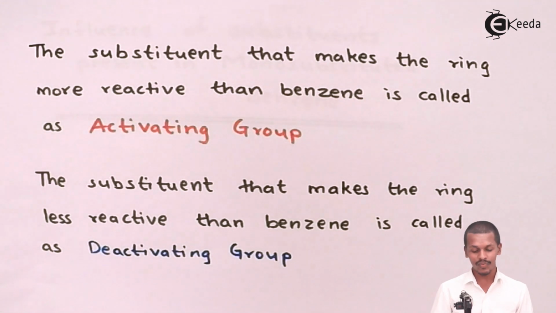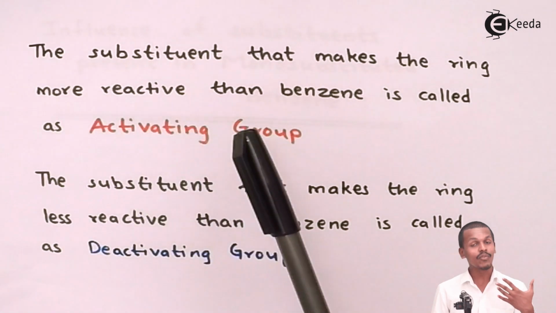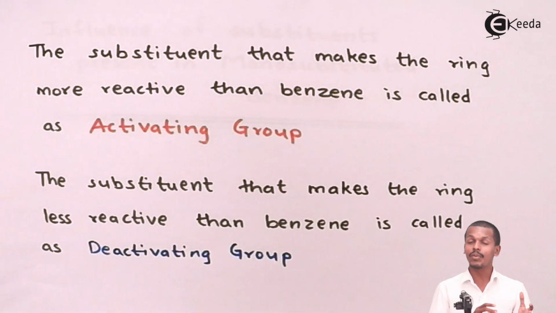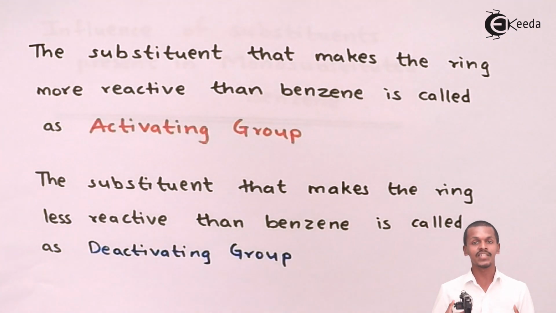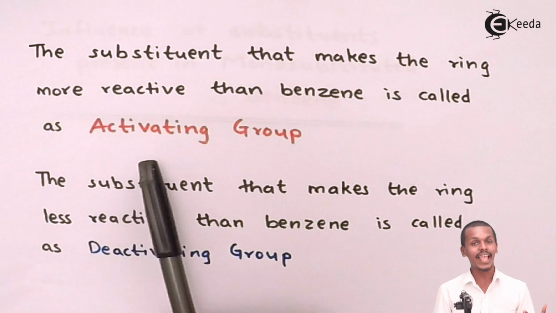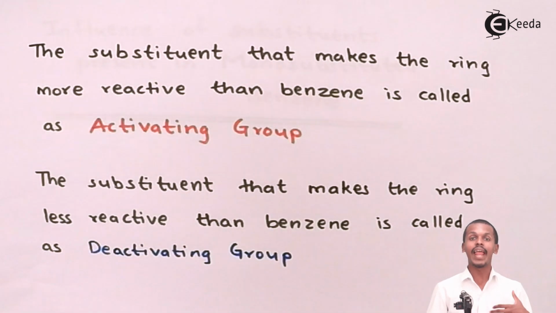So depending on that, the substituent that is attached to the benzene ring, if it makes its reactivity more than that of benzene, then that kind of group that influences to make its reactivity more is known as an activating group. As the name suggests, an activating group will activate the ring, making it more reactive compared to benzene.